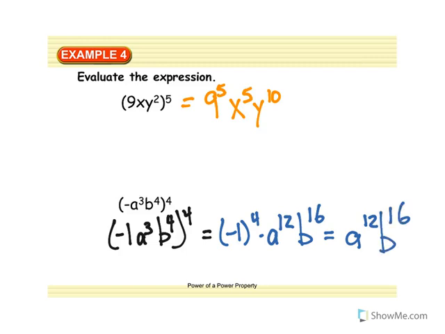Now, if you can't wrap your head around that, really what you're going to do is multiply that whole thing by itself 4 times. And what you would see is you would have 4 negative expressions, right? So any pair of negative expressions, the product is going to be positive, which proves that our final answer should be positive. And then it's just a matter of multiplying the powers of each variable.